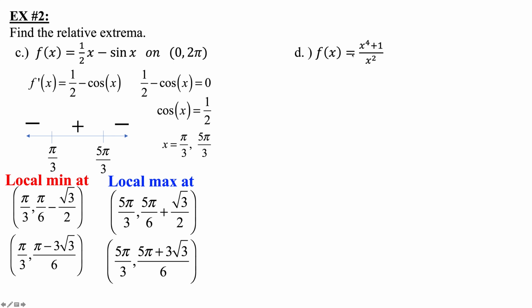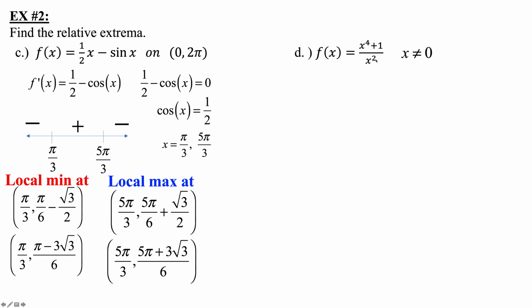D, f of x equals x to the fourth plus 1 over x squared. Here we go. We have vertical asymptotes. X cannot equal 0. In fact, that occurs twice. So that vertical asymptote is there twice. Okay, so to find the first derivative, we're going to have to do the quotient rule.